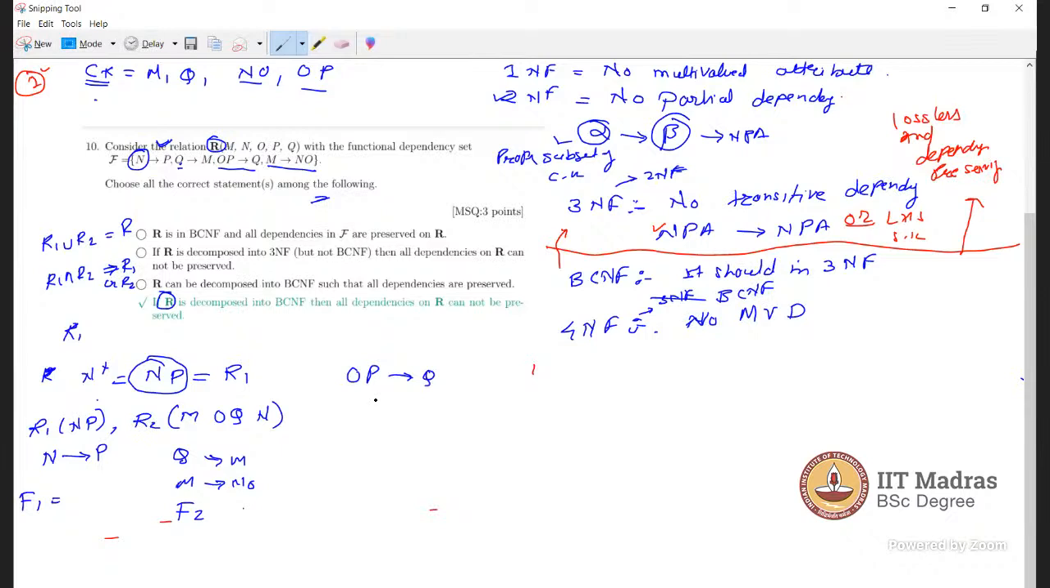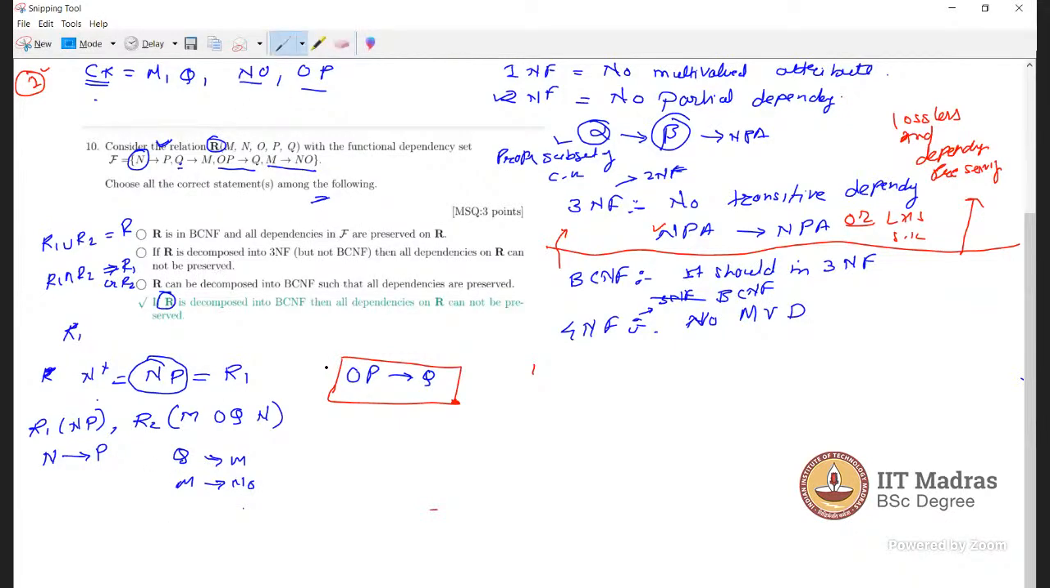For instance, in this case, we have OP to Q, but P is not available in the second relation. So we have to join R1 and R2 to find OP to Q. Such dependencies should not be there. It should be dependency preserving within the same relation. But we are not done here. We need to check whether it is preserving or not. Directly we cannot infer, right?